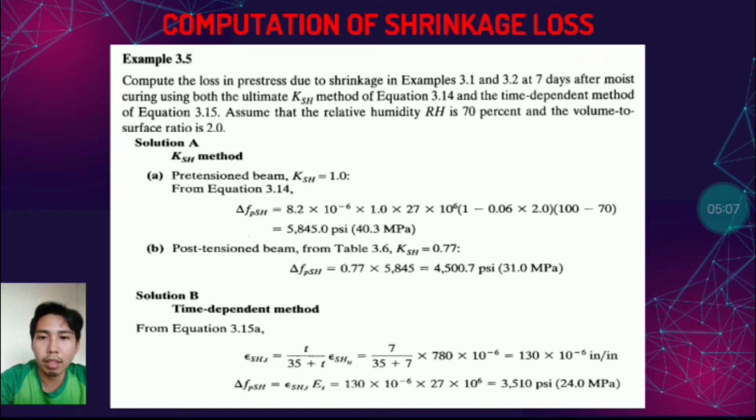Then delta f_PSH equals epsilon_SH,t times E_s equals 130 times 10 raised to negative 6 times 27 times 10 raised to positive 6 equals 3510 psi.